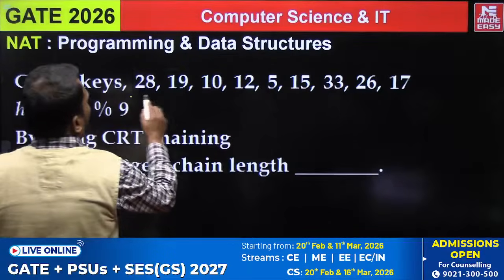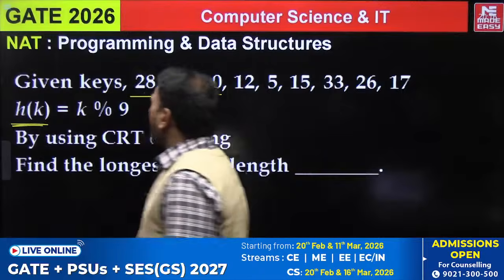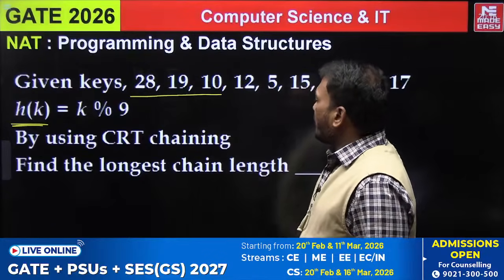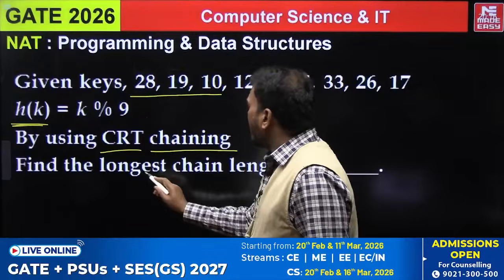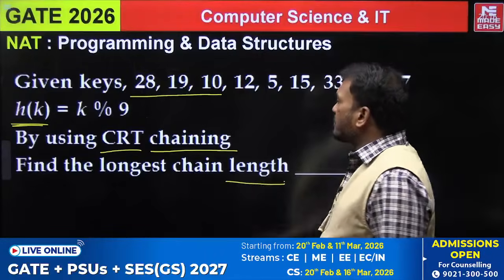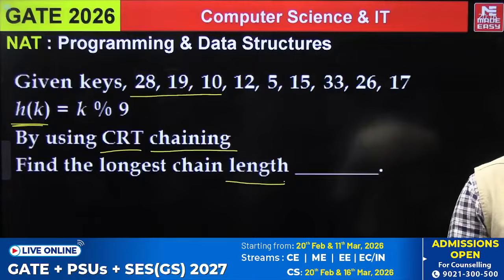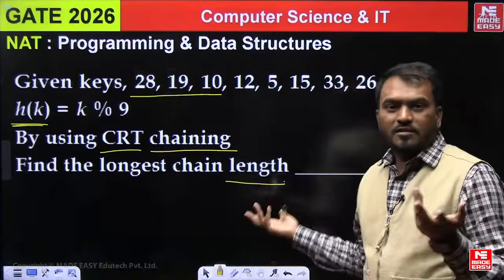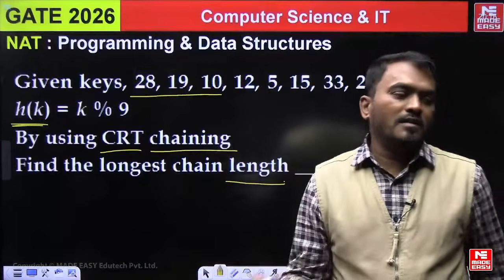So these are the keys given to you, and he is saying that the hash function is key mod 9. By using collision resolution technique chaining, he is asking to find the longest chain length. Just see the data. Is the question correct? Jatin is saying yes sir, that was a question. Okay, then you are very lucky. The first question was very easy, just asking pre-order, in-order, post-order.